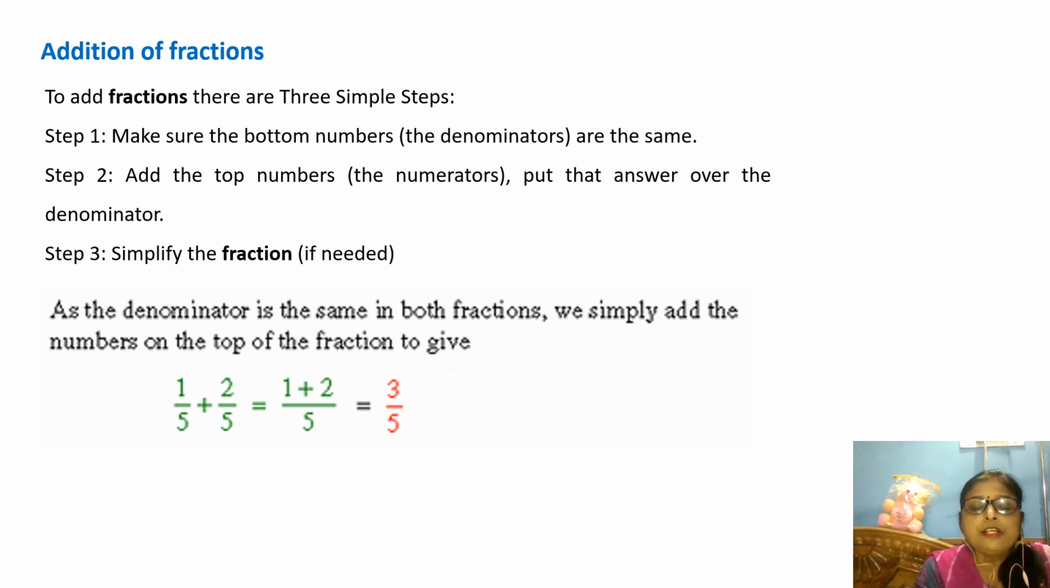So as the denominator is the same in both fractions, we simply add the numbers on the top of the fraction. That is 1 plus 2 is equal to 3 and write the denominator as it is. So the fraction is now 3 by 5 and this is your answer.